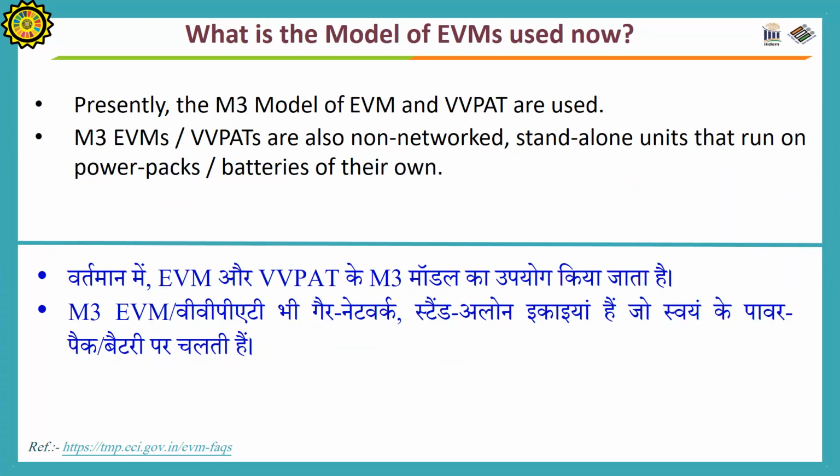What is the model of EVM used now? Presently, the M3 model of EVM and VVPAT are used. Model M3 EVM VVPAT are also non-network standalone units that run on the power packs or the batteries of their own.